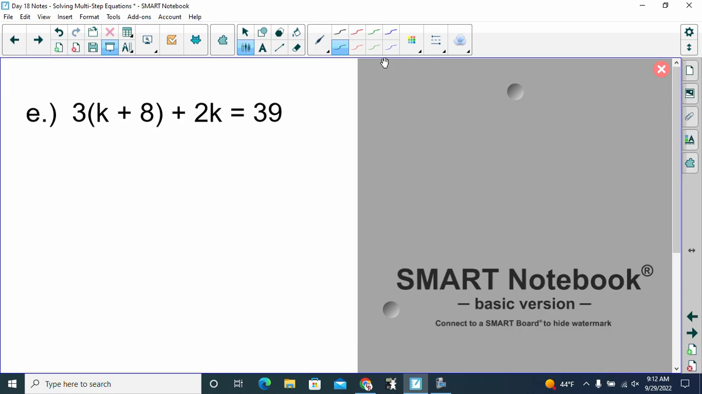Step one said to use the distributive property. I do have parentheses. I do have a number out front. We can use the distributive property. 3 times k. 3 times 8. Positive times positive is positive. I distributed. Everything else I copy down.